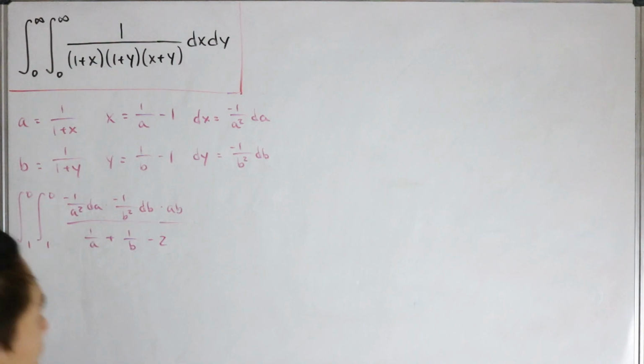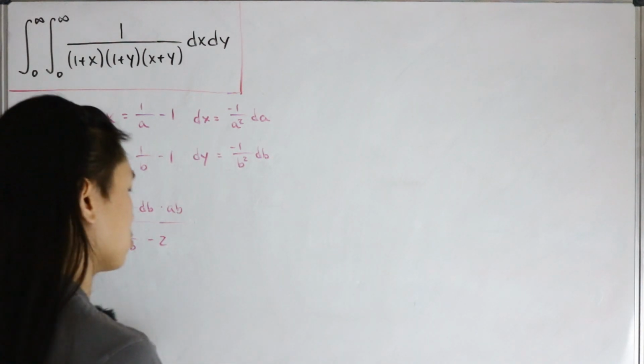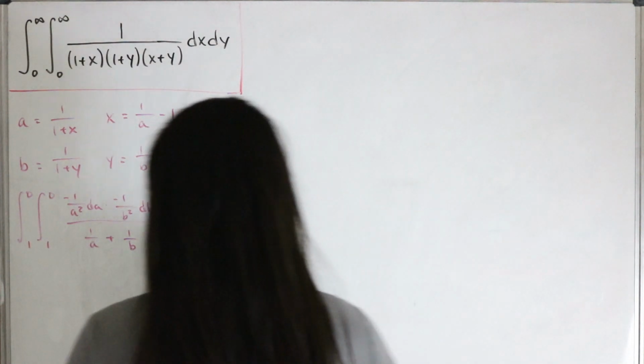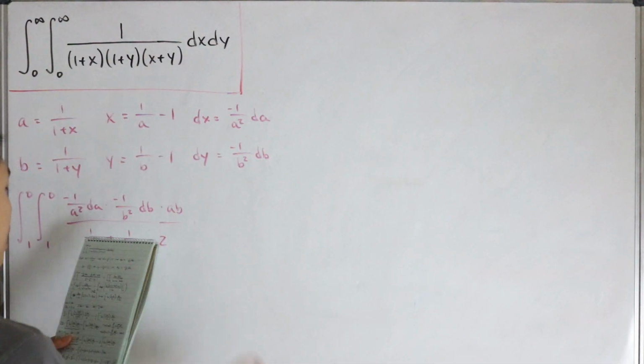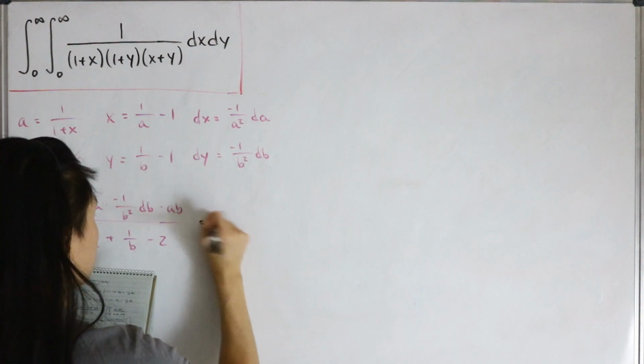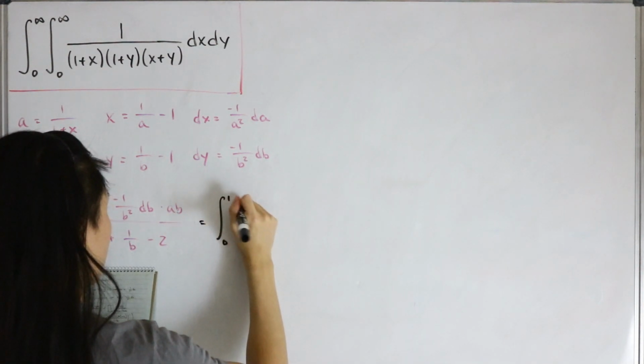Okay, so we can simplify some things here. Let's switch to a different marker for this. I'll put this in black. After all that simplifying, this is going to reduce down to just our double integral from 0 to 1.